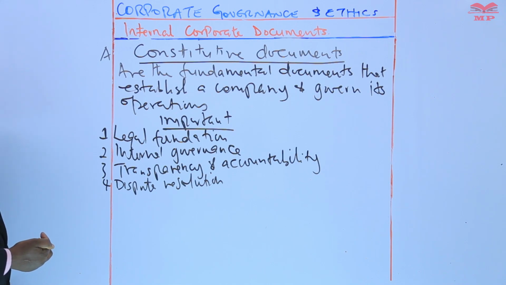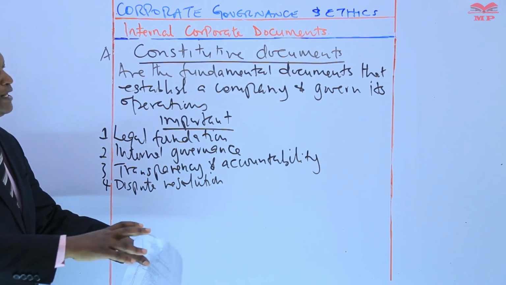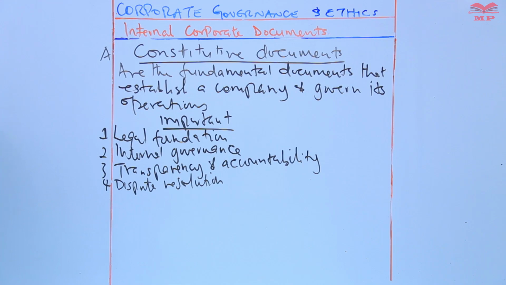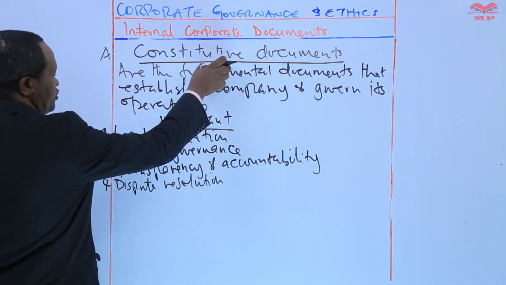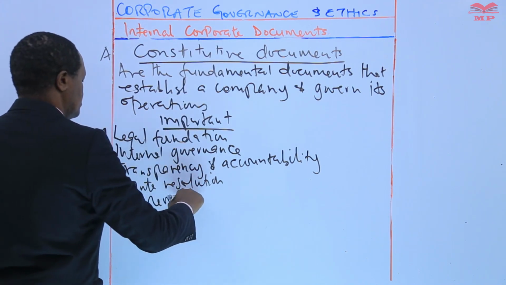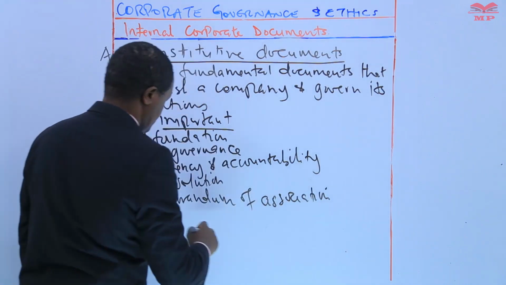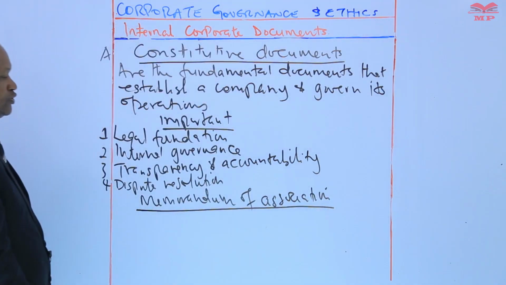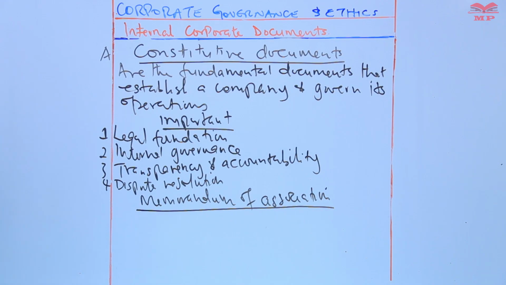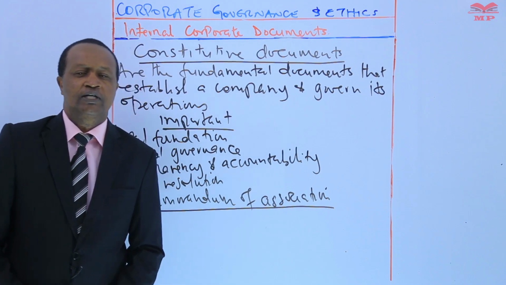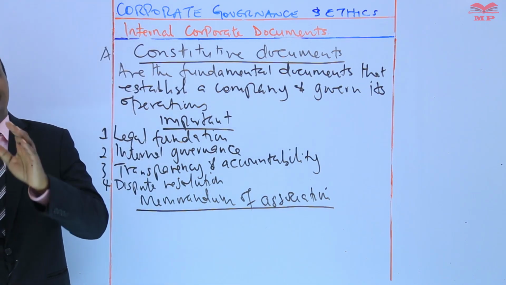I've said that these documents, the constitutive documents, form what we call the company's constitution. The first key document is the Memorandum of Association. The Memorandum of Association is the first constitutive document. In other jurisdictions, it's known as the Articles of Incorporation. And it is one of the most important constitutive documents of a company.